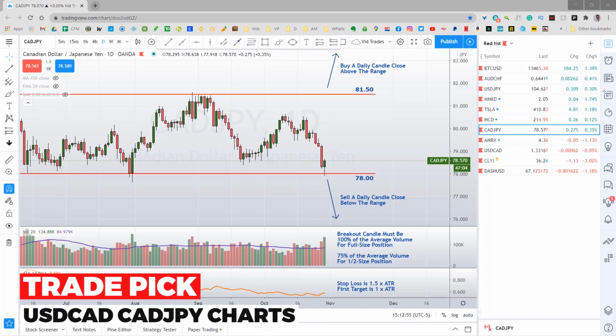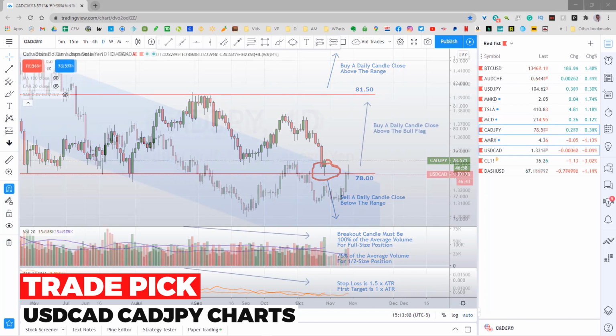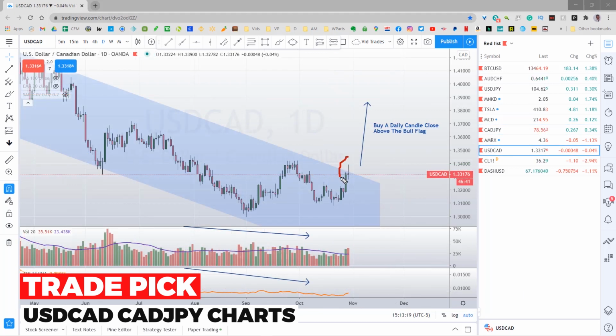All eyes on the Canadian dollar Japanese yen, attacking the bottom of the trading range right here, and the US dollar Canadian dollar attacking the top of the bull flag right here. Keep your eyes open for a respective sell and buy on those two pairs.